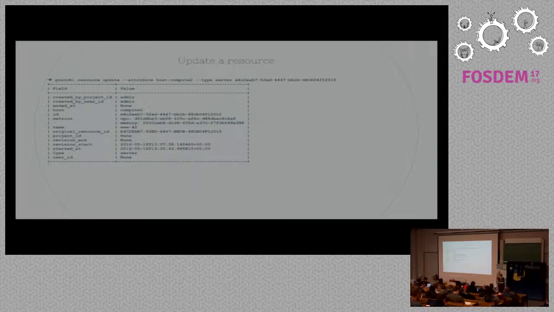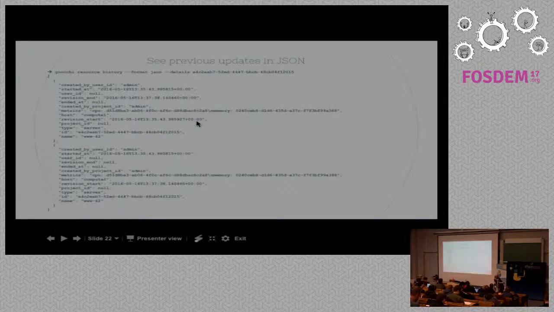Then you can obviously update the resource. That happens a lot, for example, in cloud computing systems, when you create an instance, you have to move it at some point to another host. So in this example, I change the attribute host from compute1 to compute2, saying the server has moved to another computer, so the attribute here is updated. And I can then retrieve the history of the resource.